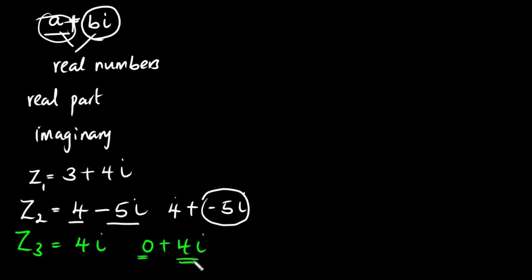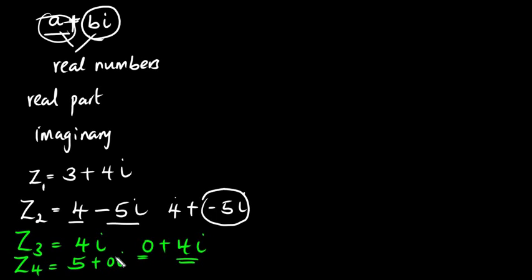Okay, let's also look at another one. Z4 is equal to 5. Okay, this means that the imaginary part of this complex number is 0. Okay, so it's plus 0i. So those are a few examples of complex numbers.